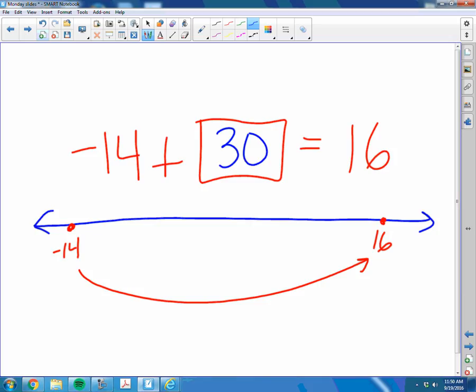Brendan, how many steps do I need to take to get from negative 14 to positive 16? So will you add 14 to get to 0? Yep. So would you take that 14 that you already added and add it to 16? How many steps will you have totally taken? So if you add 16, that's 30.